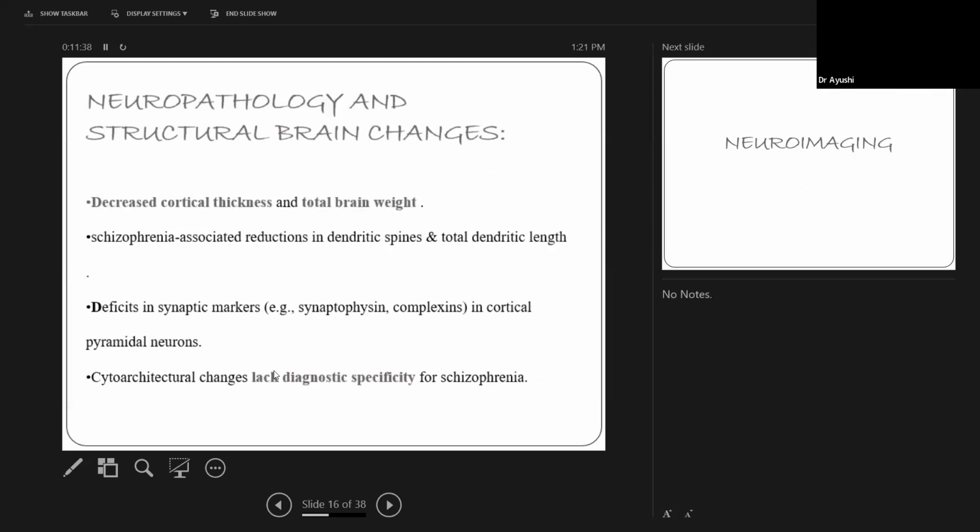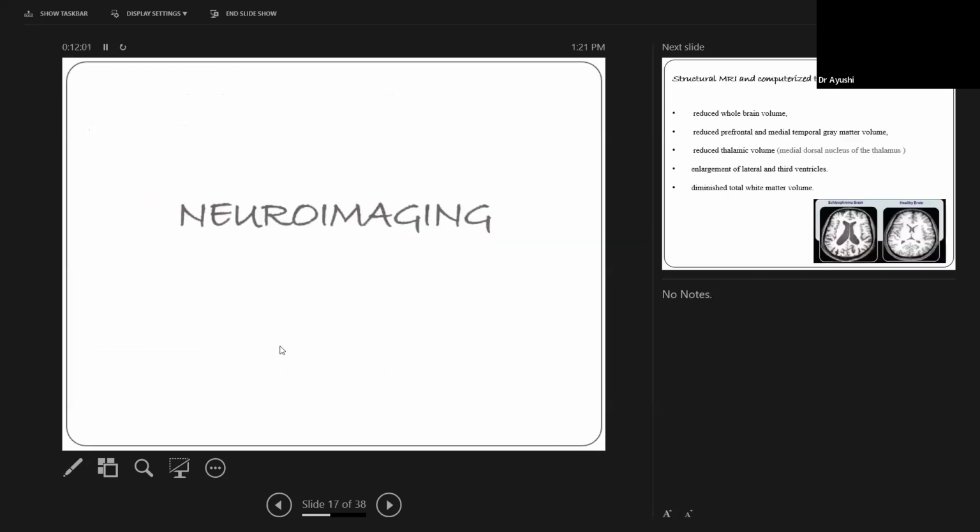Now, neuropathology and structural changes. These findings are seen in the postmortem. There is decrease in cortical thickness and total brain weight. Schizophrenia is associated with reduction in dendritic spines and total dendritic length. There is deficit in synaptic markers in the cortical pyramidal neurons. And these changes lack diagnostic specificity for schizophrenia.